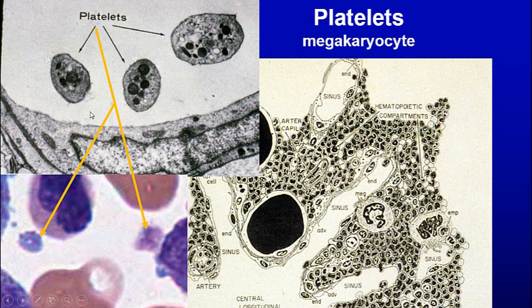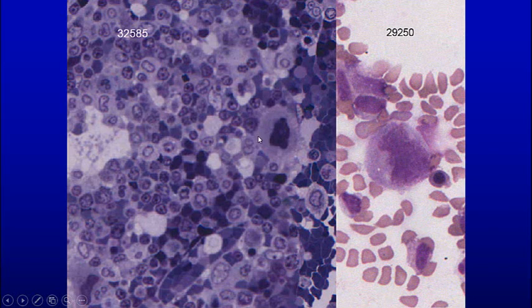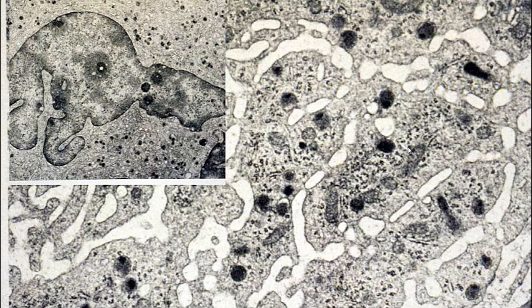Here we see platelets. This is an endothelial cell. We can see platelets have structures inside them. Platelets here in the regular blood smear. And here we can see the megakaryocytes in the bone marrow, which gives rise to the platelets. Here's another big megakaryocyte, and those are the ones that make the platelets.